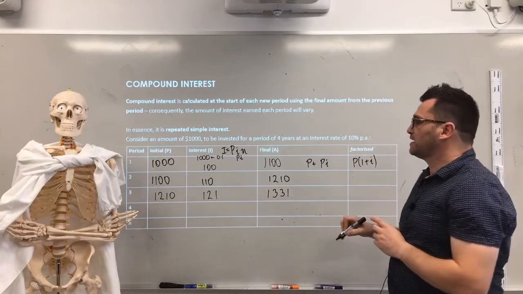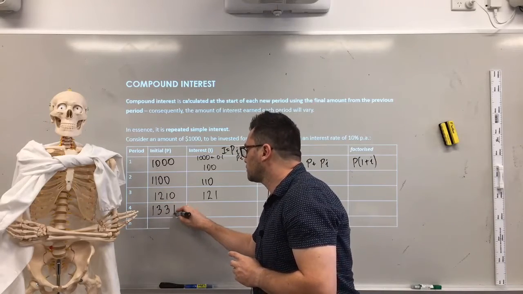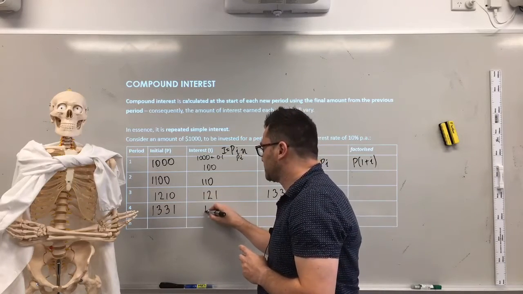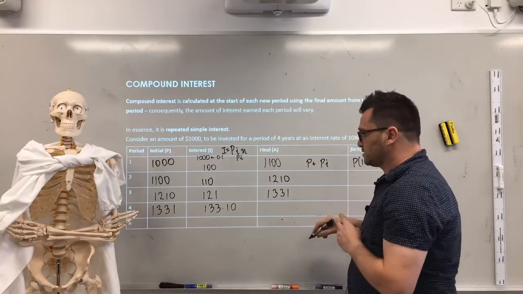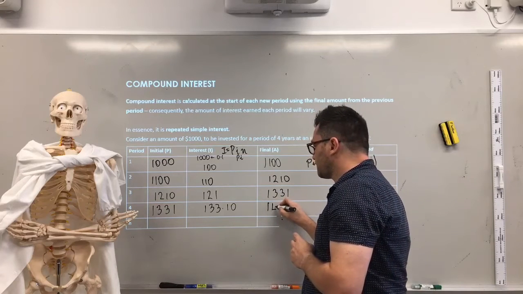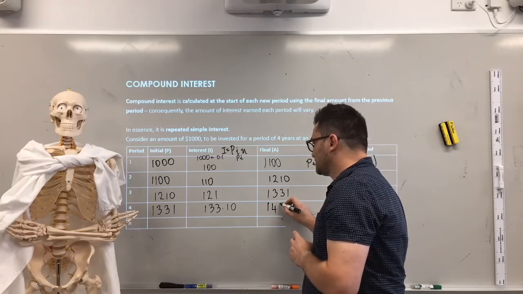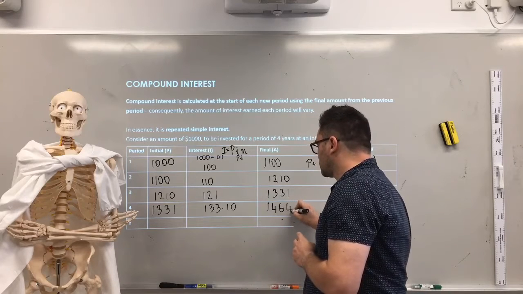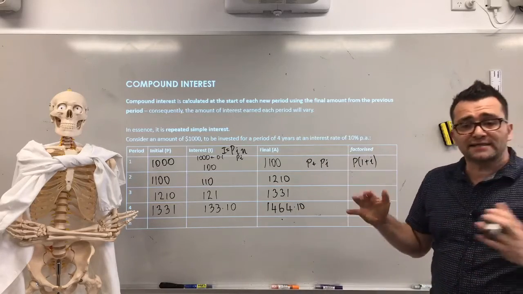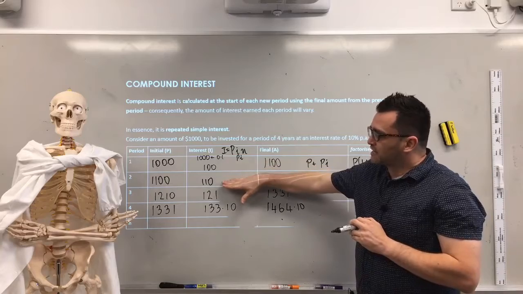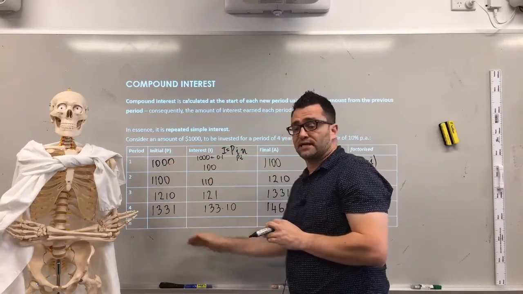1,331. Then our new starting number is our 1,331. 10% of that is $133.10. And now we're going to add this on. So we're going to have $1,464.10. I hope I got that right, as our end amount. So the key thing we can see is that the interest every period is going higher because the base amount we're starting with is getting bigger.